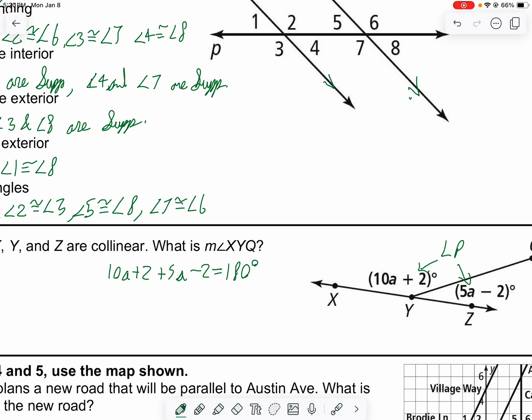Or I'm going to put 180 and we'll add degrees at the end. All right, so in looking at this, I know that 15a is equal to 180. Divide both sides by 15, I end up with a is equal to 12. But again, we want to plug it in.